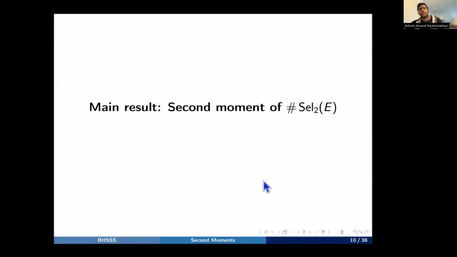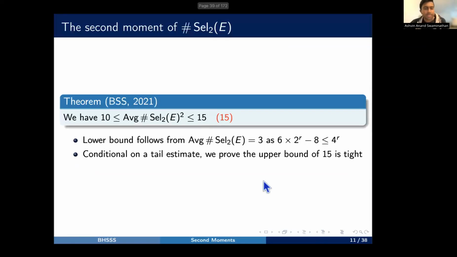Now I want to tell you about the first main result of the talk, which is about bounding the second moment of the size of the 2 Selmer group of elliptic curves. So this theorem is from about 5 years ago now. So we showed that the second moment of the size of the 2 Selmer group is bounded. It's at most 15, and it's at least 10. And in red, I've put the Poonen and Rains prediction. So the Poonen and Rains prediction is that it should be 15. But we show that it is, in fact, at most that prediction.